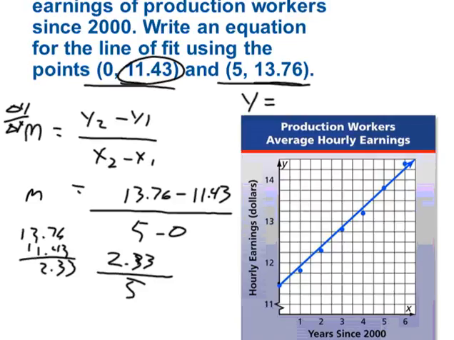So y is equal to the slope, which is, well, let's even figure out what 2.33 divided by 5 is on our calculator here. So 2.33 divided by 5 years comes out to be 46 cents, 0.466. So it'd be 0.47, we'll round it off to 0.47 times x, and the y-intercept would be $11.43 as the starting point. So that becomes my equation for this line.